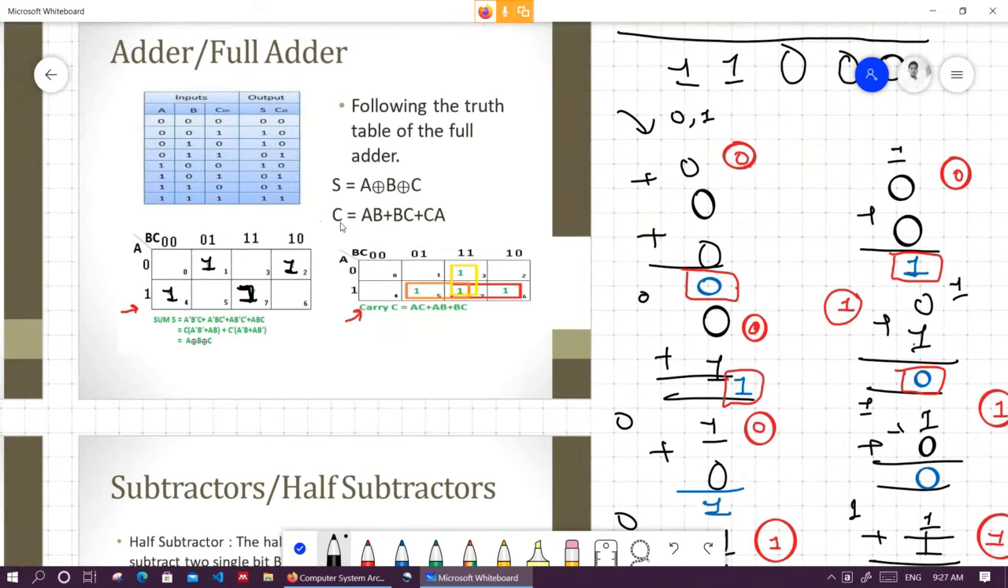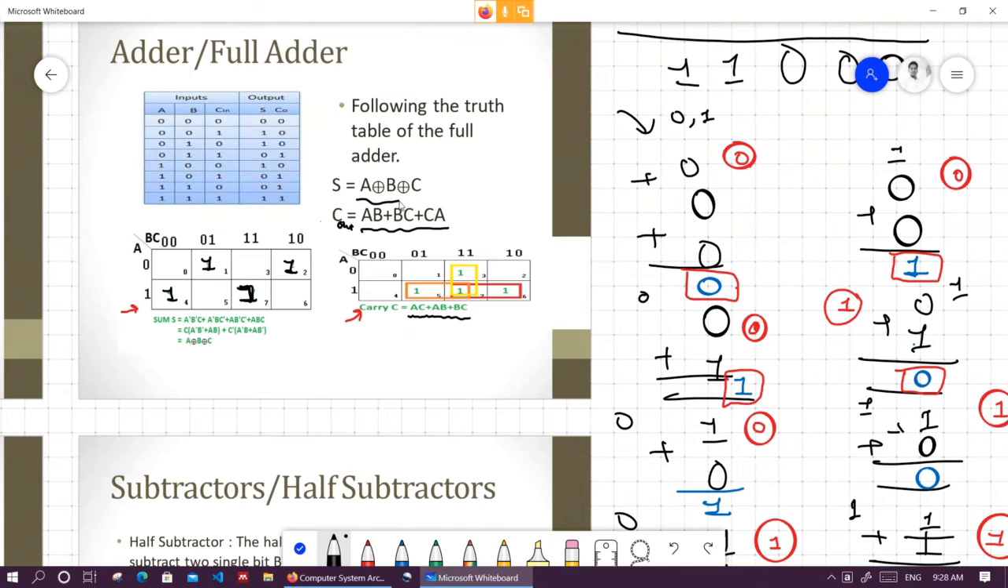For the carry out, we have this K-map. That means we will be plotting at 0 0 0 1, that is 3, then at 5, then at 6, at 7. So we can minimize it with 3 terms. It is coming out to be AC, AB and BC, or AB, BC, CA.